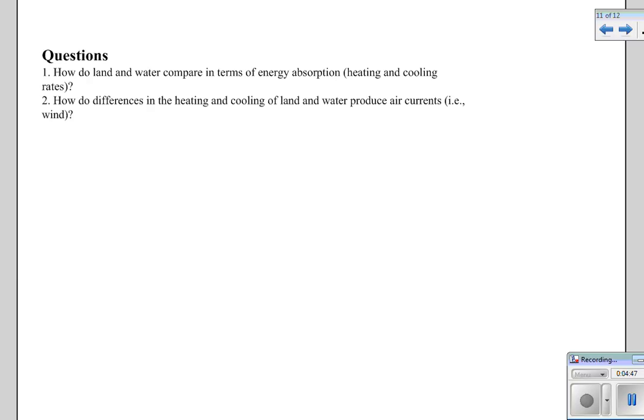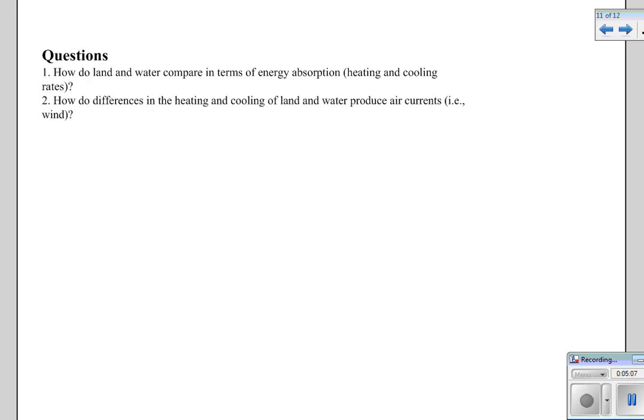Here are two questions I want you to think about and record in your notebooks. How do land and water compare in terms of energy absorption? Remember, absorption is a word we learned last year. It means to absorb the heat. So how would you compare land to water?